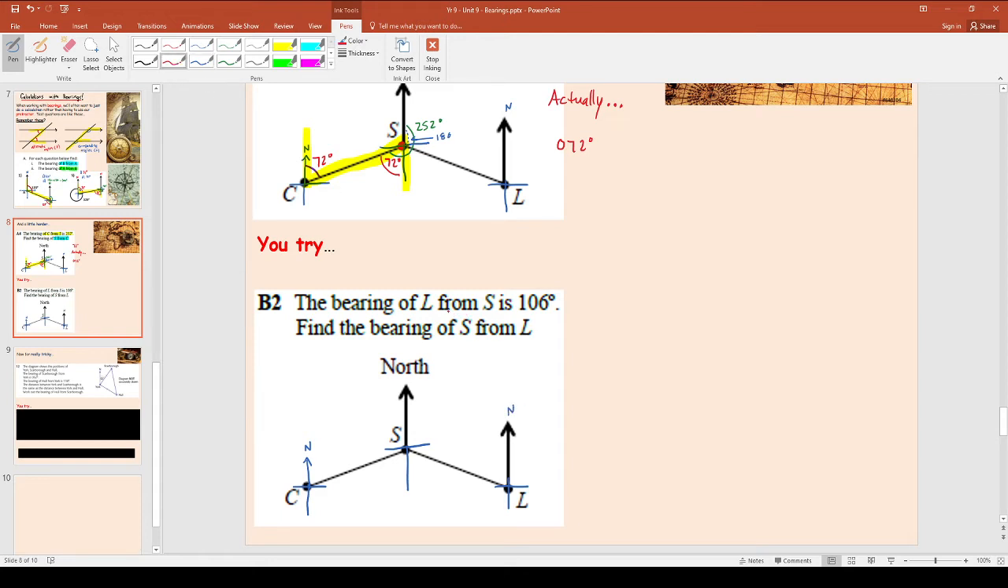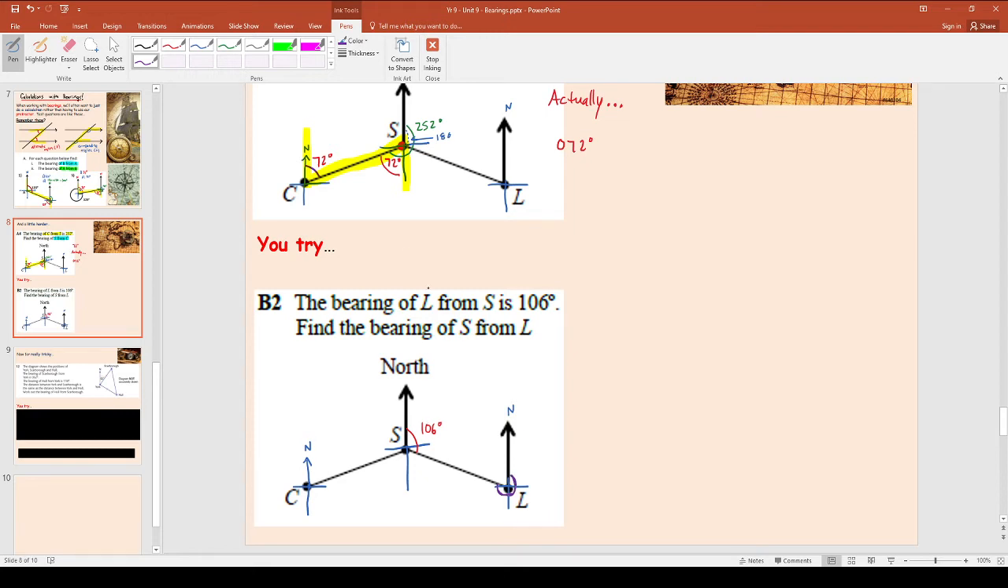It says the bearing of L from S, so we're stood at S, and to get to L, it says that this here is 106 degrees. And the question is, what is the bearing of S from L? So we want to know this purple angle here, great big long reflex purple angle.